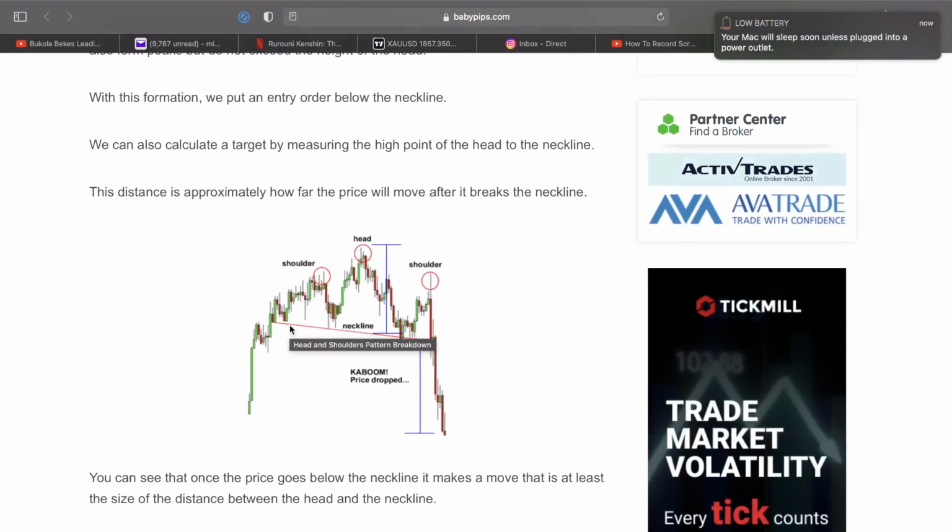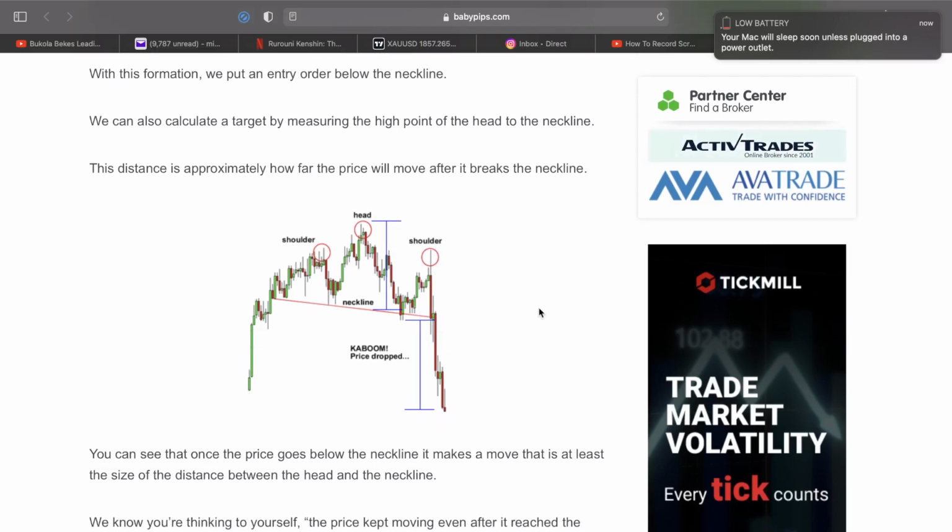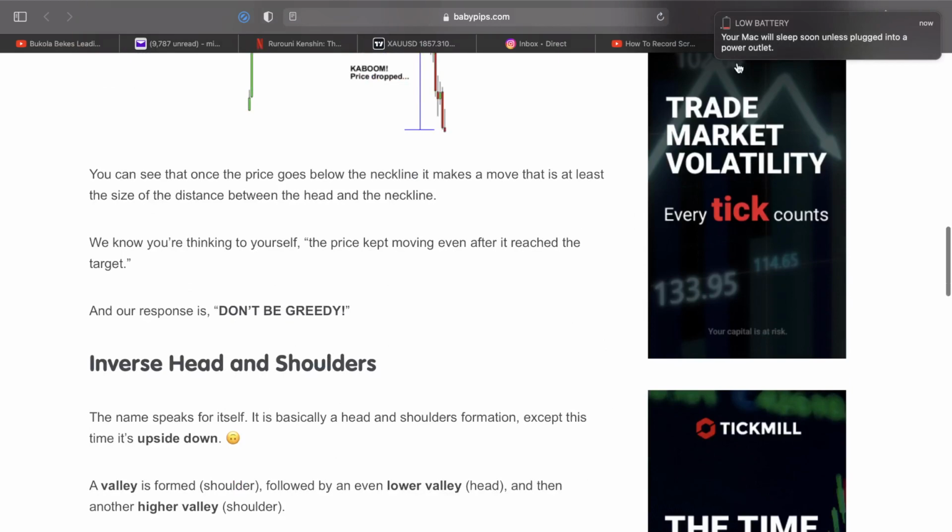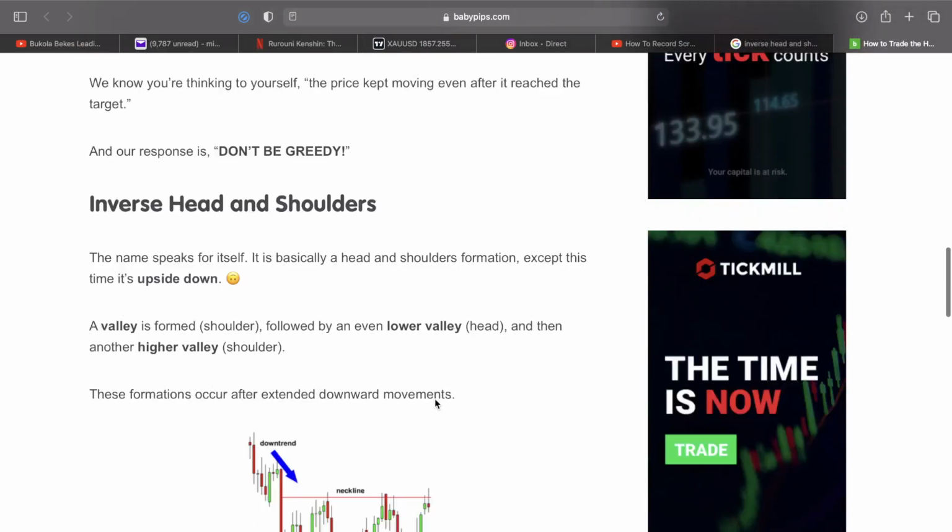So we can see that price initially went up from the left shoulder, went down from the head, went down from the right shoulder, and then there's a neckline. Once the neckline breaks, then we know it's going to go in a different direction, and the trend is going to end very soon.